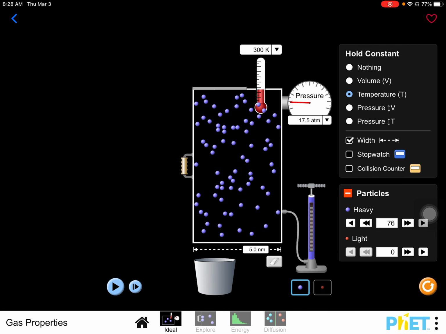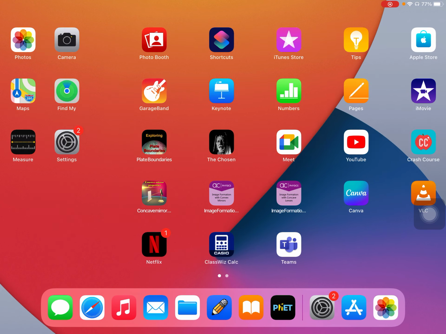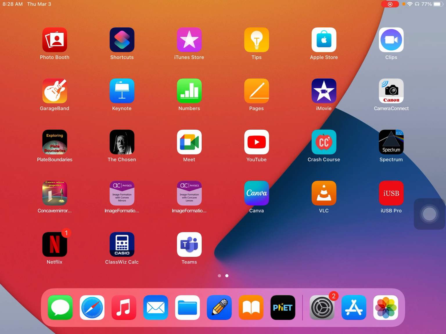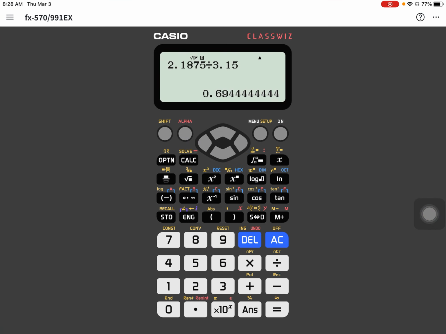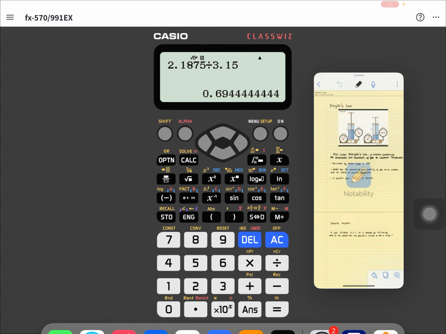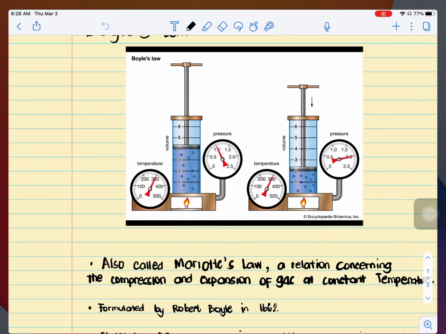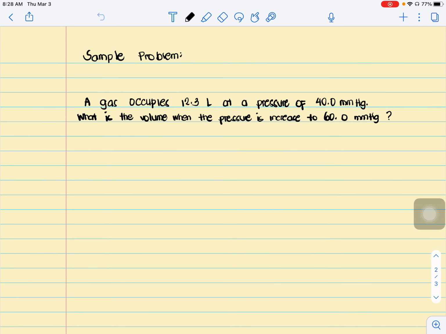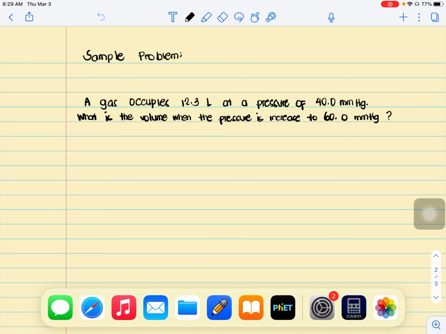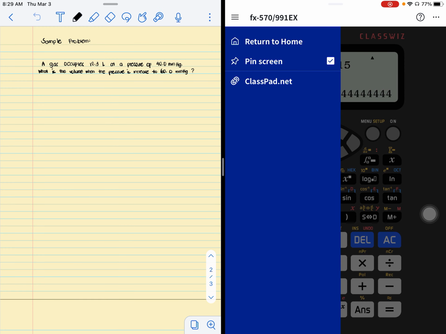Okay? How about if we use a calculator in the meantime? Let's try to have a sample problem. So let's try to solve this problem. A gas occupies 12.3 liters at a pressure of 40.0 millimeters of mercury. What is the volume when the pressure is increased to 60.0 millimeters of mercury? So let's try to answer this problem. I need to put the calculator here on the side.